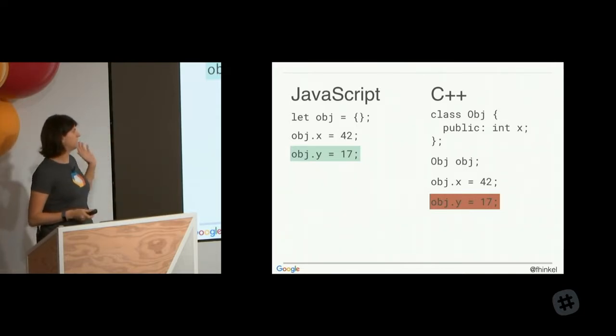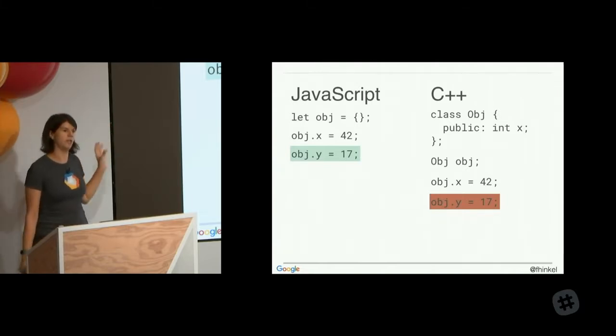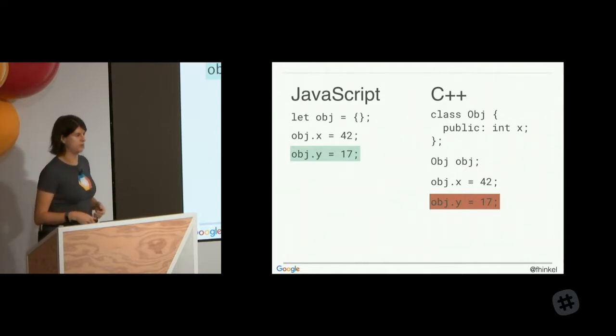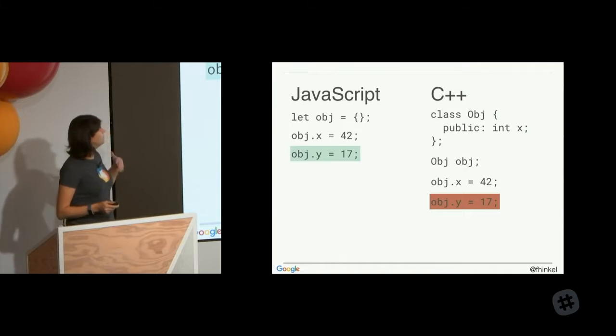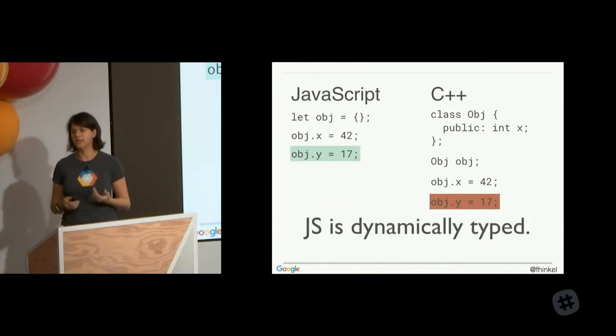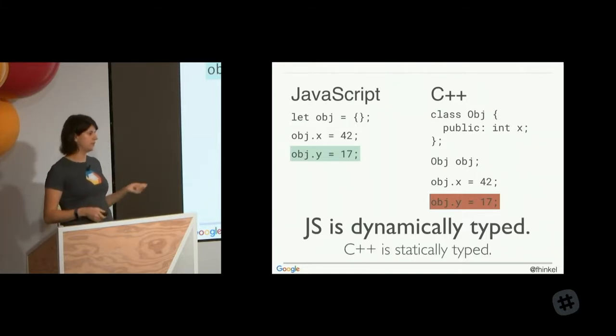So anybody who's written any C++ before, you always have to figure out what the object type is, define your class, and then you can use it. You cannot just randomly add properties or delete them like you can do in JavaScript. And because you can change the types all the time like this in JavaScript, it's called a dynamically typed language. It's not static like C++. You can change things dynamically as you need them.